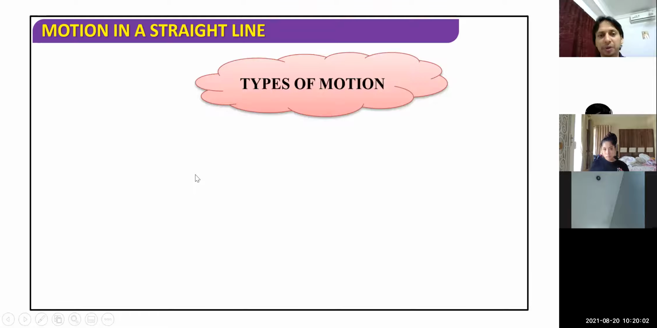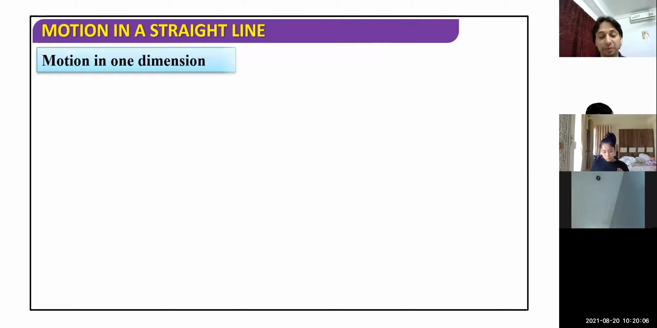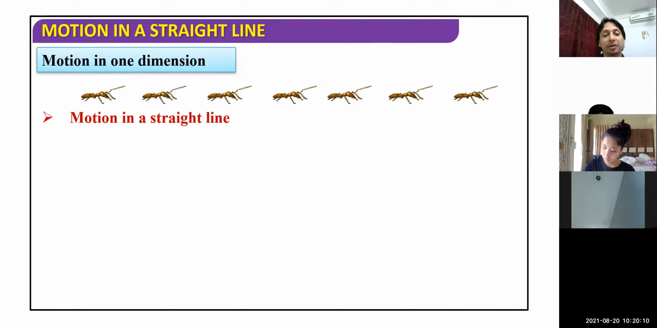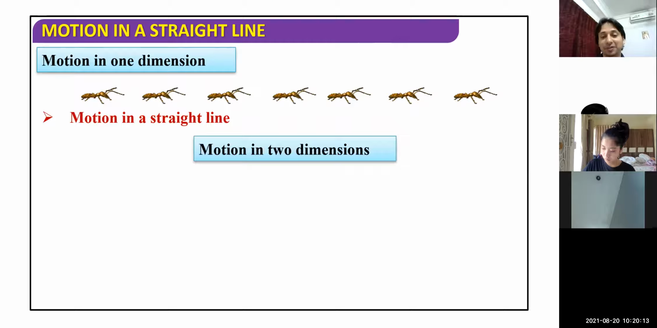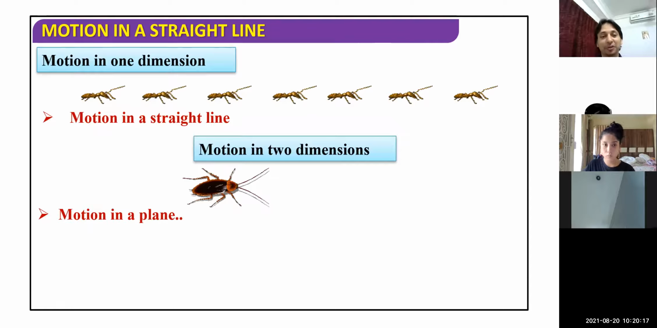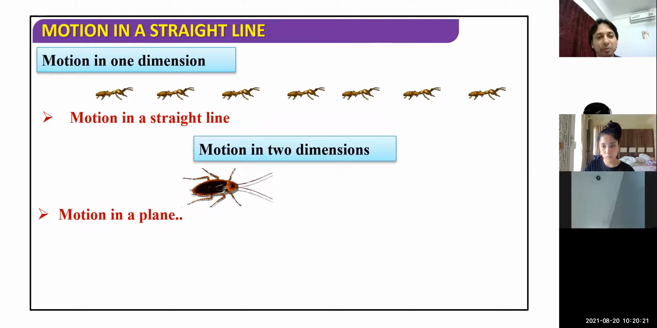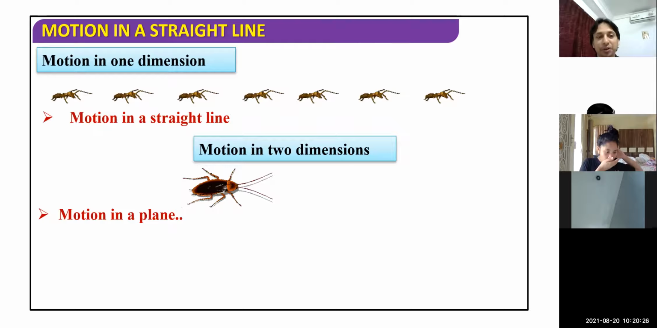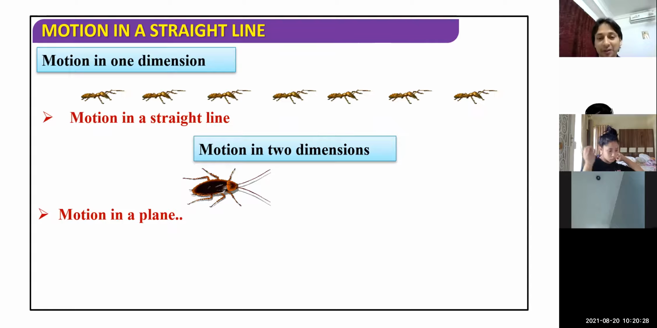Now, children, another topic, types of motion. Already discussed from the diagrams on the previous slide. Motion can be in 1 dimension, motion can be in 2 dimensions, and motion can be in 3 dimensions. Please remember these 3 points. You even note down in your notebook. Motion in 1D, 2D, 3D. Motion in a straight line, motion in a plane, and the third one is the motion in space.